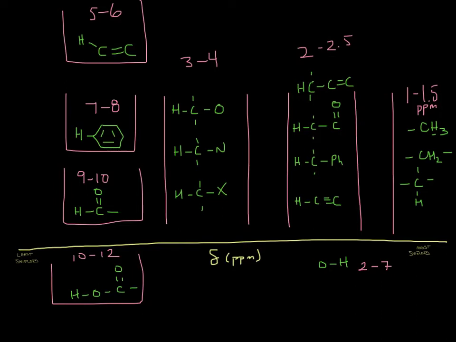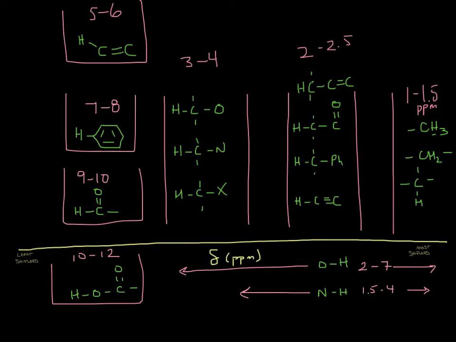OH that's on a phenyl ring, but it's a pretty big span. It goes from about 2 to 7 ppm. So those are really hard to tell. NHs as well are pretty tough to tell. NHs show up between about 1.5 and 4 ppm. So not quite as big of a span, but still a pretty big span for OHs and NHs.